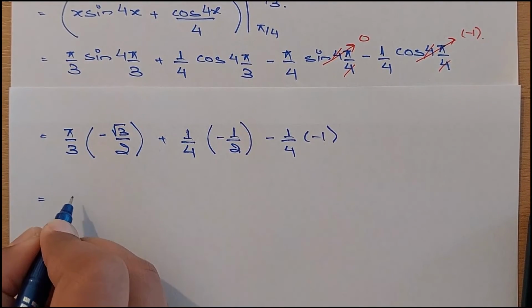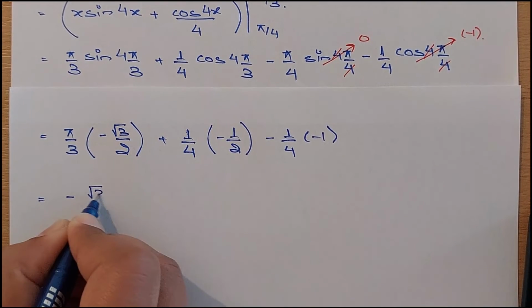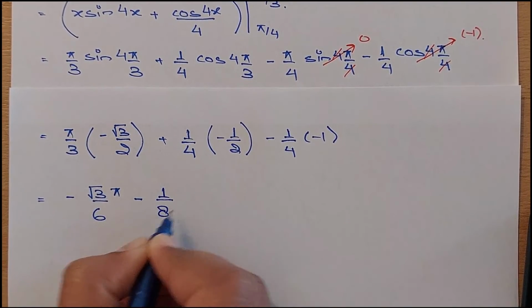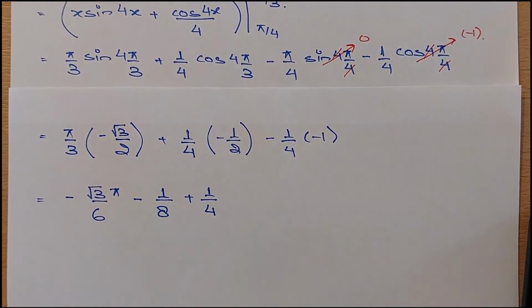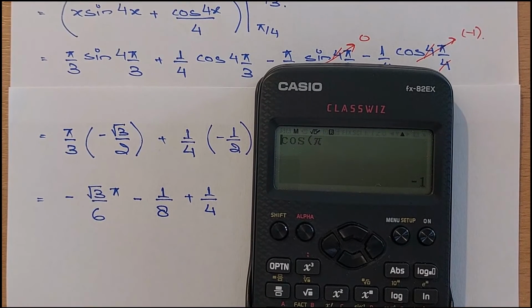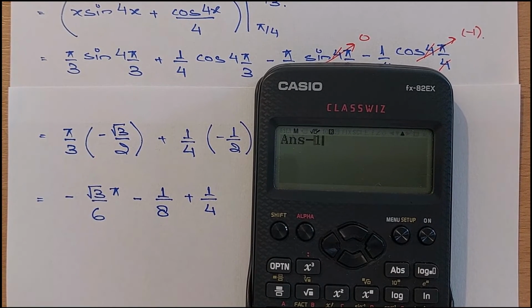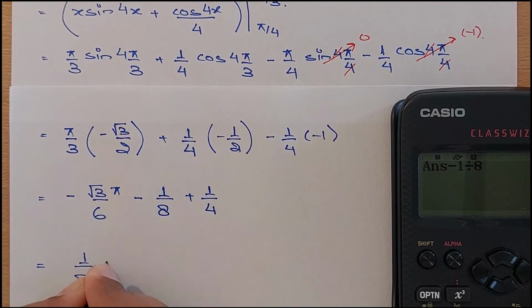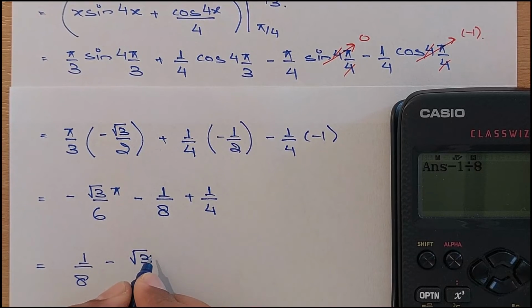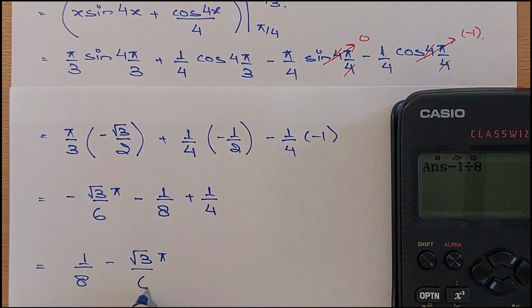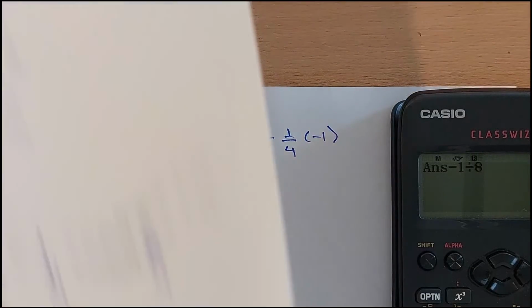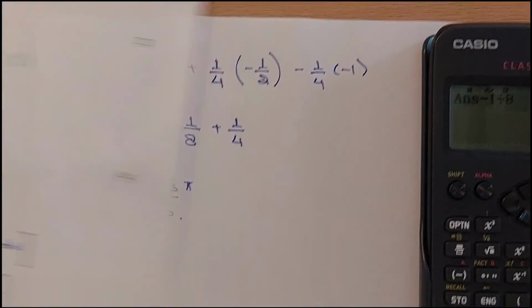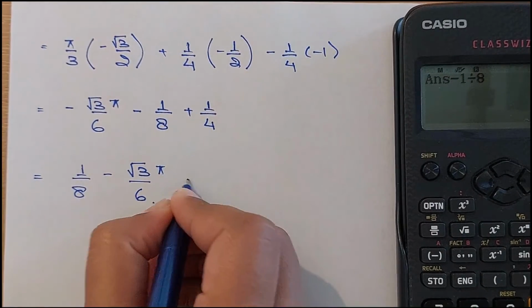So minus 1 by 4 times minus 1, right? So let me simplify this further. This is minus square root of 3 pi divided by 6 minus 1 over 8 plus 1 over 4, right? So 1 divided by 4 minus 1 divided by 8 is 1 by 8. So this is equal to 1 by 8 minus square root of 3 pi divided by 6. So this is exactly the same we got. That is 1 by 8 minus pi square root of 3 by 6. This is equal to my right hand side.